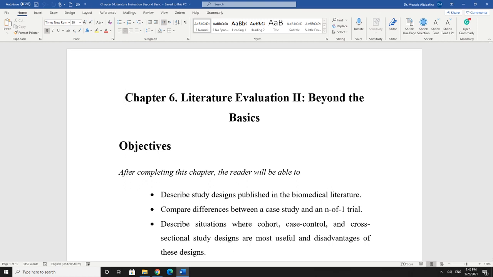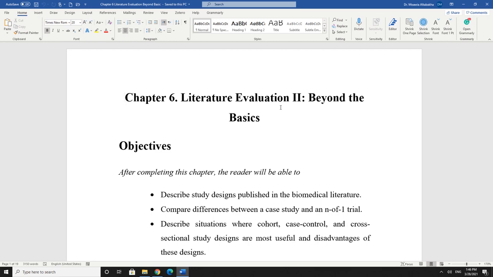Bismillah ar-Rahman ar-Rahim. My dear students, today we'll cover chapter 6, that is literature evaluation beyond the basics. And this will be our last chapter for this semester. Now, what we are going to talk about in this topic is actually a continuation of controlled clinical trials evaluation.